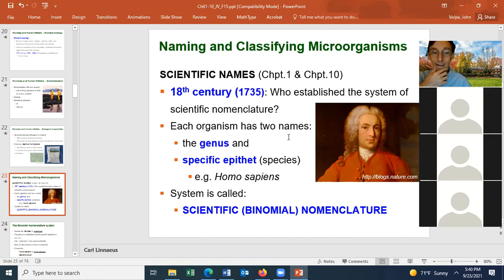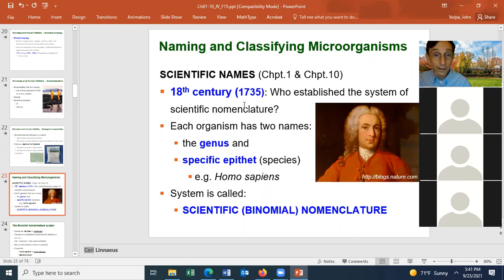Carolus Linnaeus? Yes, Carolus Linnaeus is the Latinized name, and he actually was Swedish, and I think his name was Carl Linné, but he liked Latin so much he Latinized it, and most people call him Carolus Linnaeus. Your book calls him Carl Linnaeus, using the Latinized last name but the Swedish first name. But he's the one who started the naming and the classifying of microorganisms, and he did that in 1735.